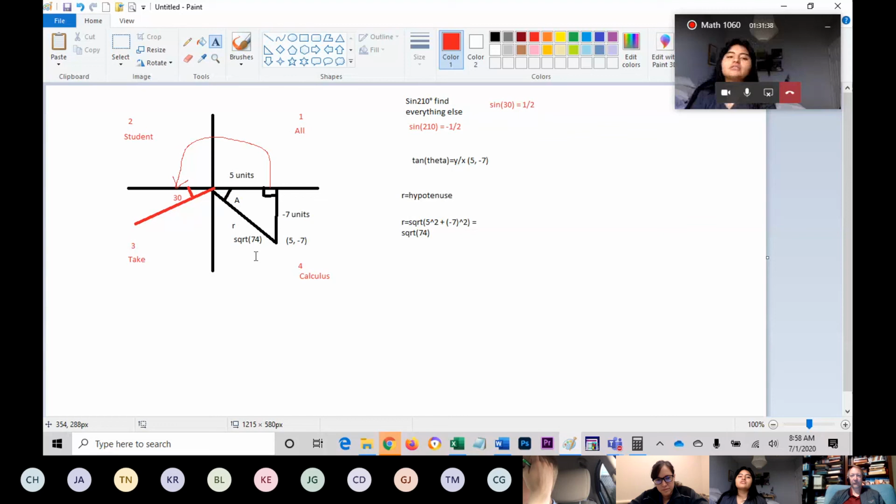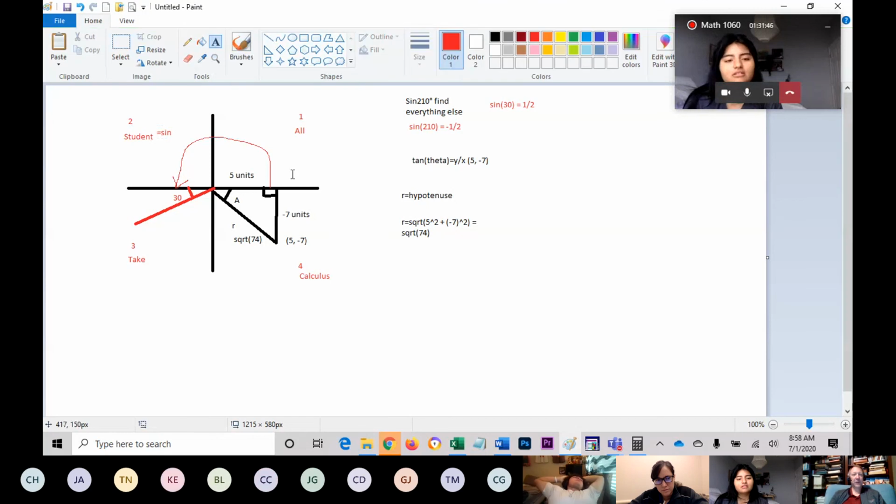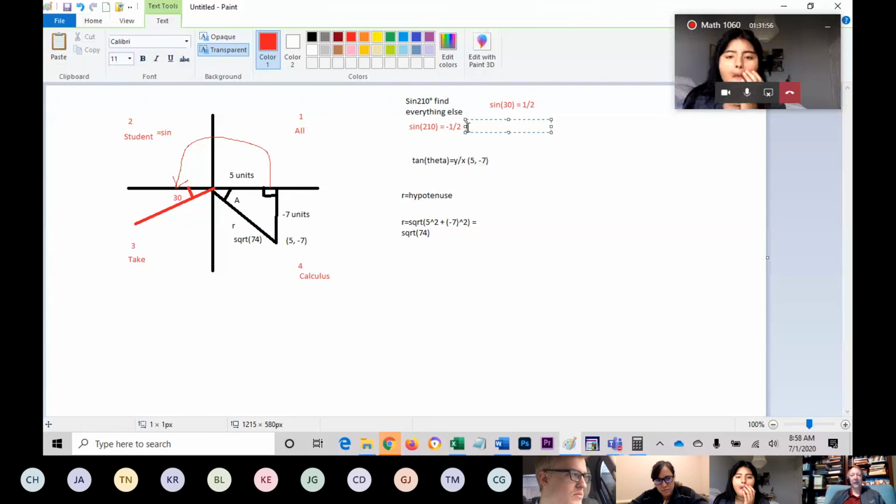Oh, okay. So the acronym is just the other way. Yeah, so think of student, distance equals sine. So all are positive in 1. Sine is positive in 2. Okay, so I get that, so it's going to be negative 1/2.